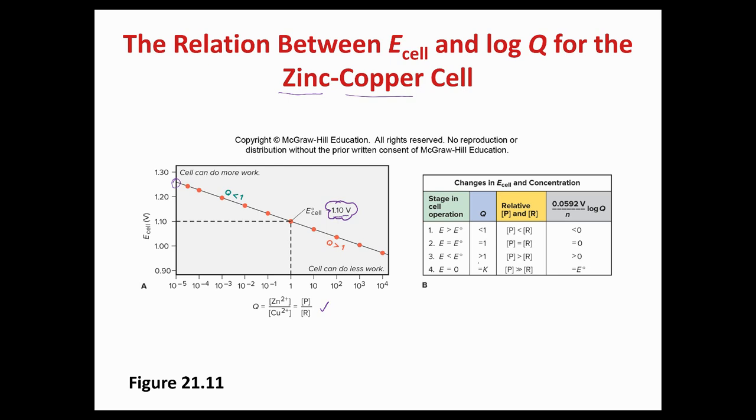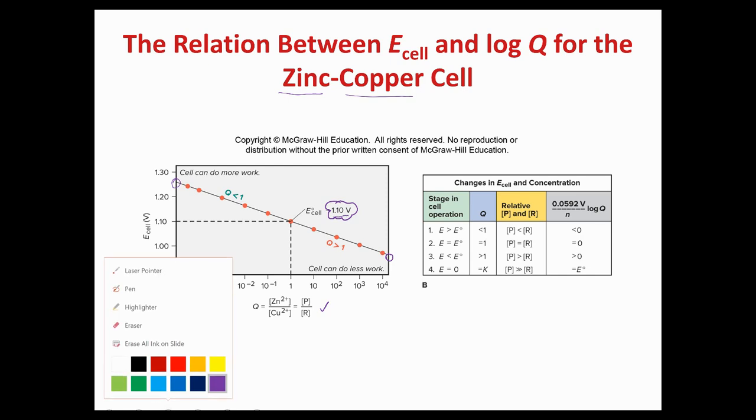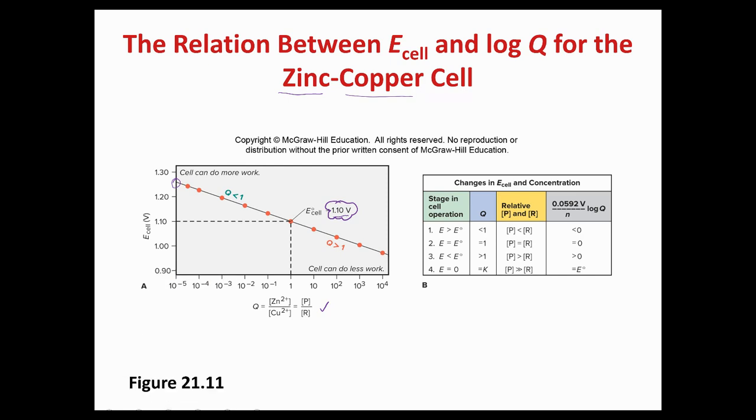Then Q gets bigger as the battery operates, so E of cell starts to drop. Eventually you get to the point, not shown in this picture, where E equals 0, and you reach equilibrium. Let me show you that.